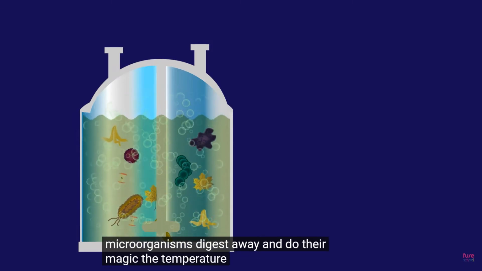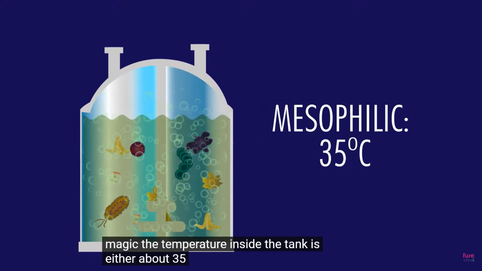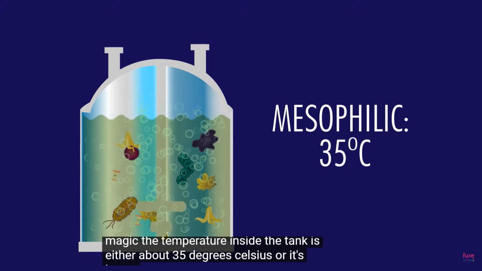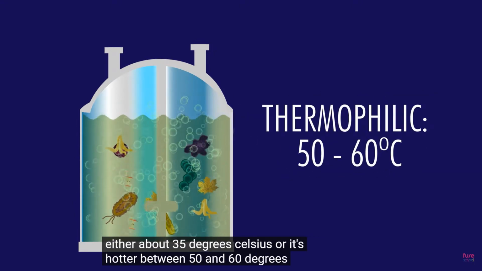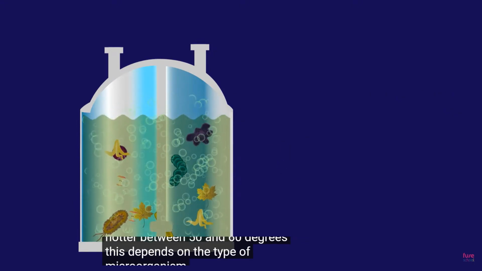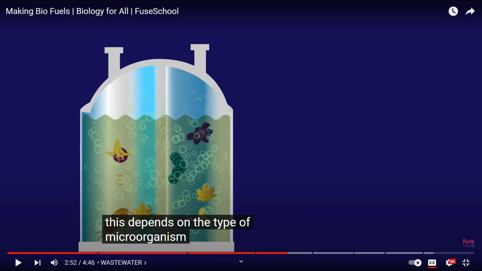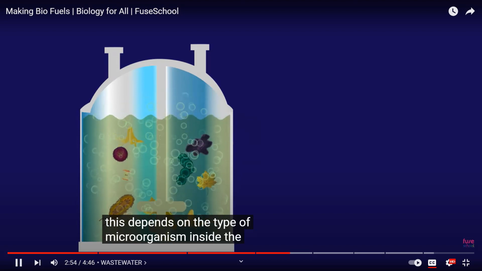The temperature inside the tank is either about 35 degrees Celsius or it's hotter, between 50 and 60 degrees. This depends on the type of microorganism inside the tank. It can be mesophilic bacteria, where the temperature needs to be maintained at 35 degrees centigrade, or thermophilic bacteria, where the high temperature is to be maintained. At that temperature, the bacteria can function, digest and produce biogas.